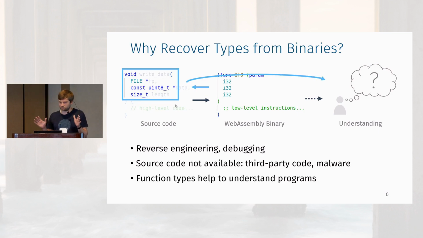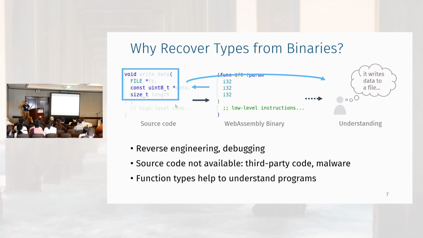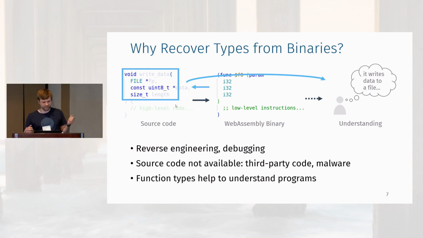And the part that we focus on is function types, in particular the parameters and return values of functions in the binary. Right? So in this example, what you would recover with our approach is this is a function that returns void, and it takes 3 parameters as input: a file handle, a pointer to some constant data, and a size_t. And you as a reverse engineer might already infer from just those types that this is a function that writes some data to a file, right? And this is much more useful, much easier to do given this type information than just the binary alone.